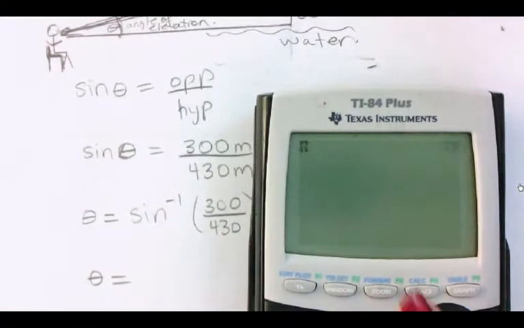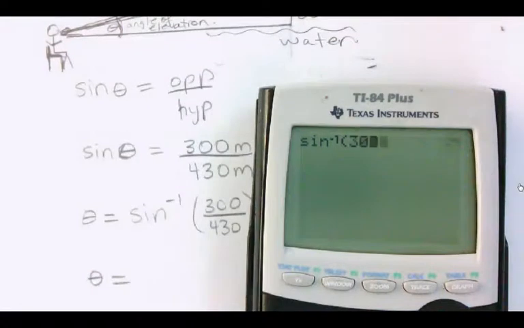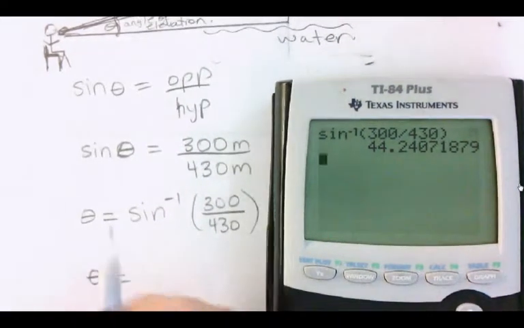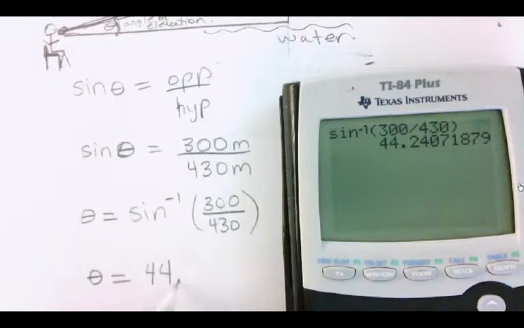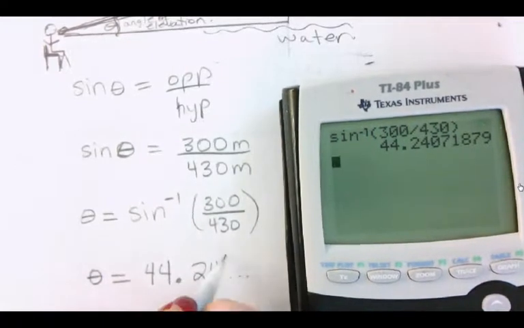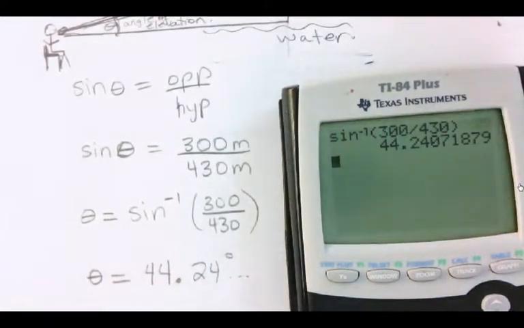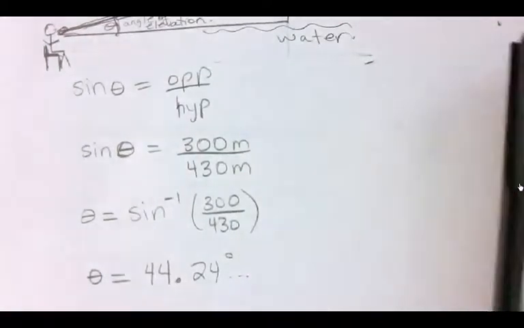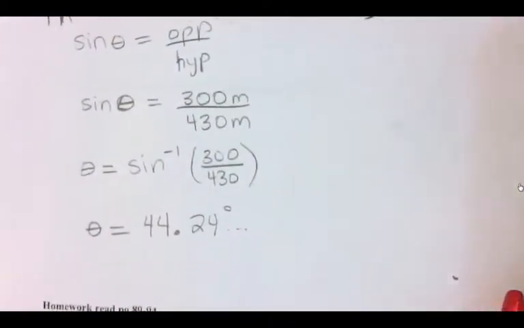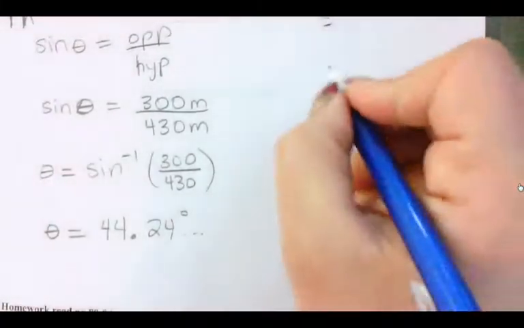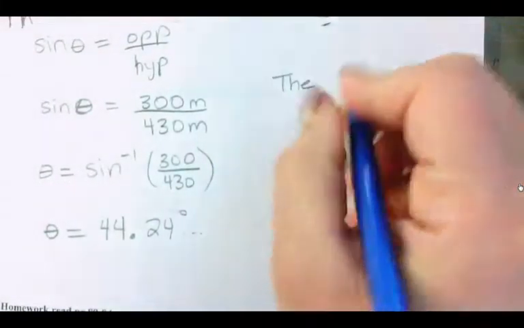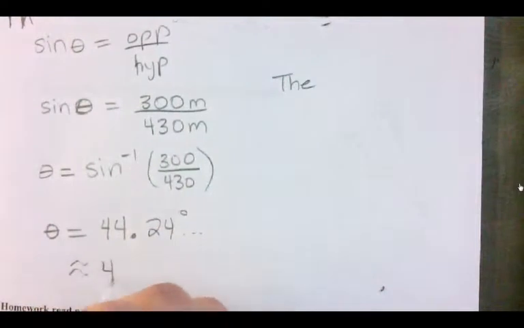Clear that, sine inverse. So second function sine. And then 300 divided by 430, close your bracket, do the hokey pokey, turn yourself around, and we get the answer of 44.24 degrees. Okay? So now, we were asked to do what with our answer? Put it in a non-decimal, please. So we're going to say it's approximately 44 degrees because it says whole number.